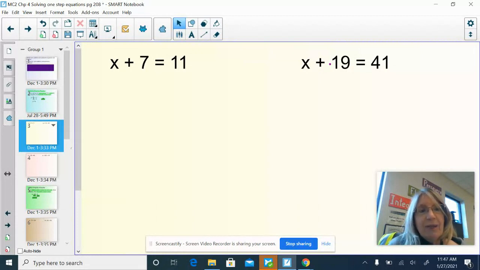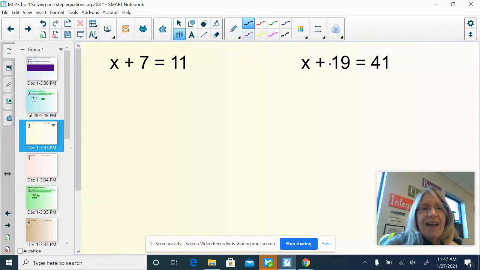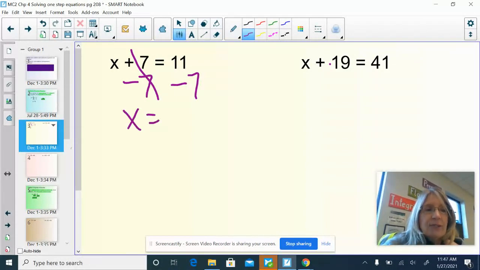Okay, next one. What's happening to the x? It has 7 being added to it. To undo it, to get the x alone, take away 7, take away 7, x equals 4. Even if you could do it, you still have to show it, even if you could do it in your head.